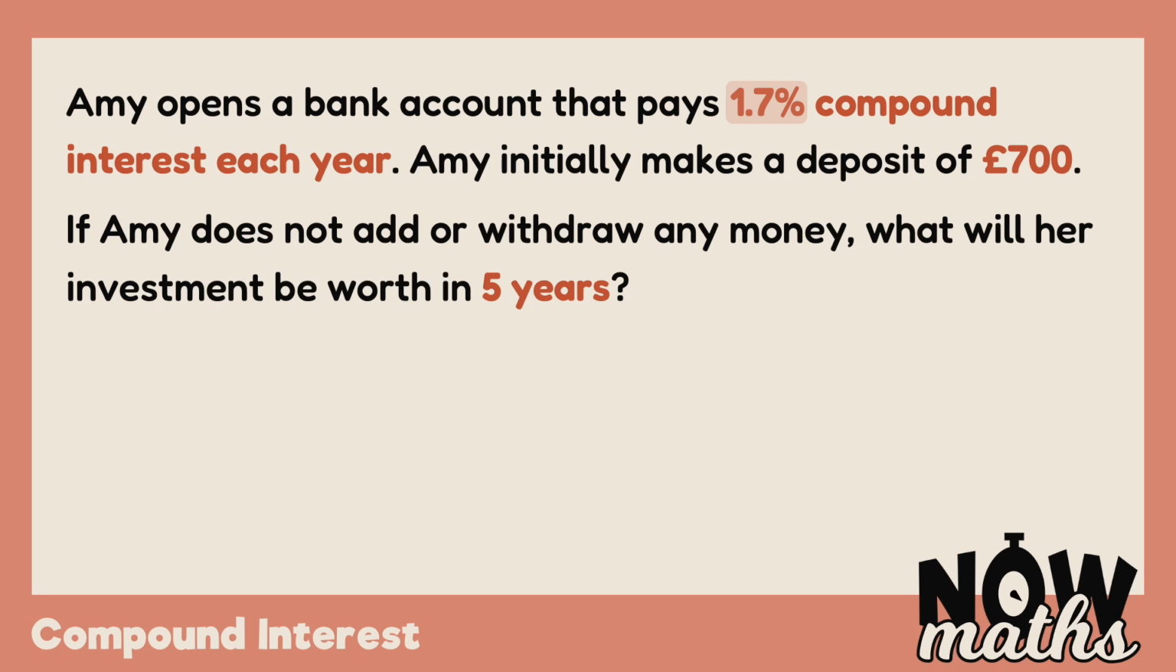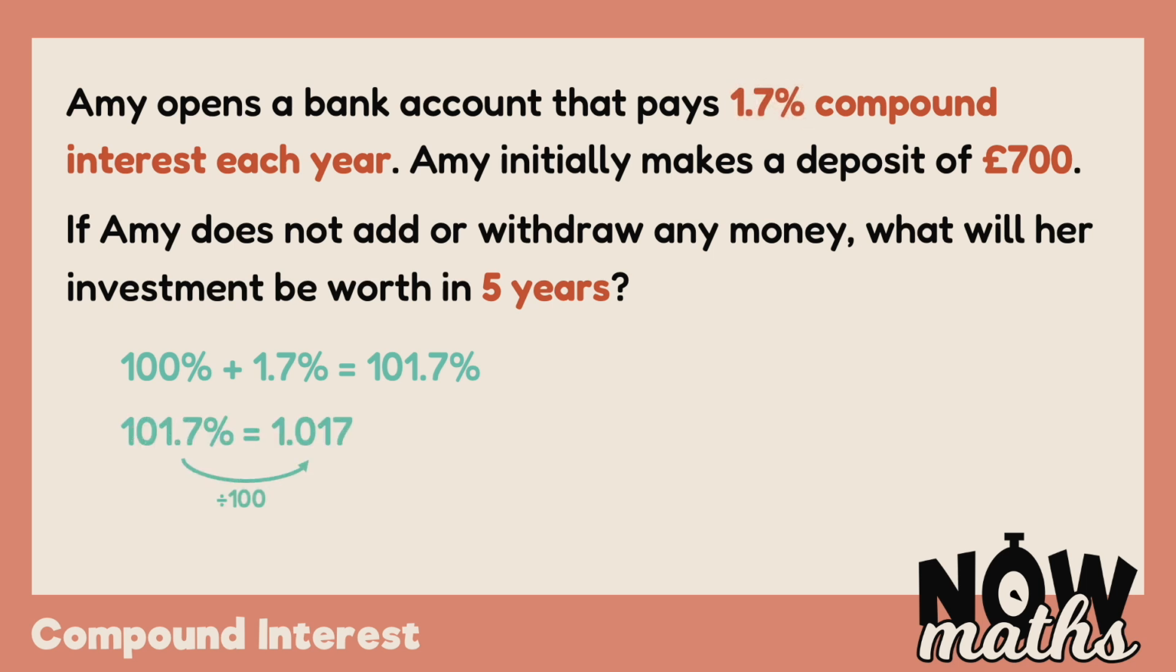Now, a 1.7% compound interest rate means that Amy will gain 1.7% of what's in her account each year. So we need to work out a decimal multiplier that will help us increase by 1.7%. If we're increasing by 1.7%, we're going to work out 100%, add 1.7%, which is 101.7%. And then to turn this into a decimal multiplier, we're going to divide by 100, which is 1.017. So this is the decimal where if we multiply by it, we increase by 1.7%.